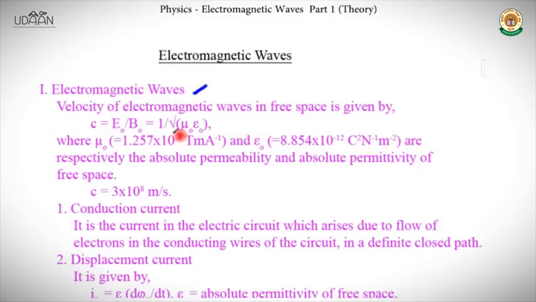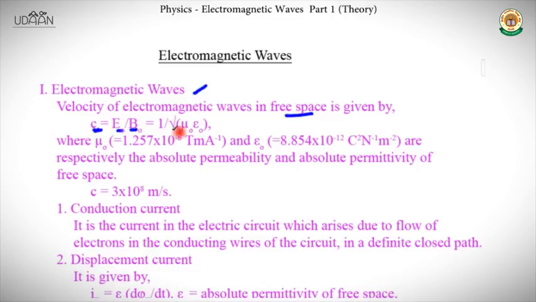So here first we see the velocity of the electromagnetic waves in free space. The velocity of electromagnetic waves is generally denoted by C. So C is E naught divided by B naught. As you all know, electromagnetic waves are generated due to mutually perpendicular electric and magnetic fields. So E naught is the magnitude of the electric field, that is the amplitude, and B naught is the amplitude of the magnetic field. Right.